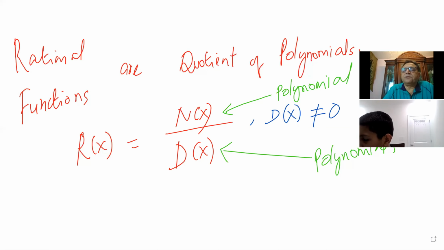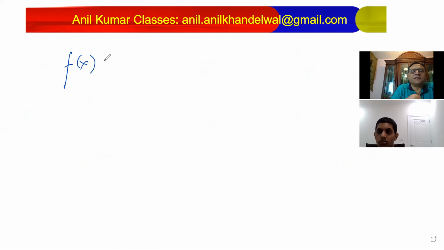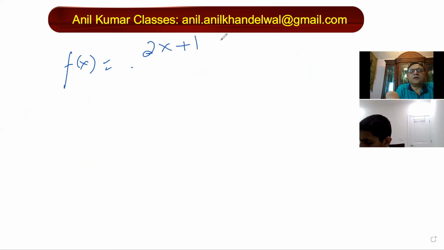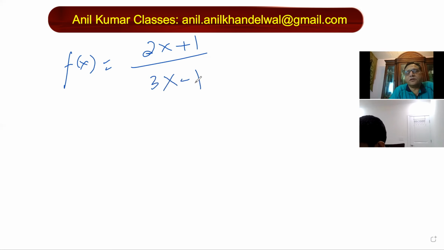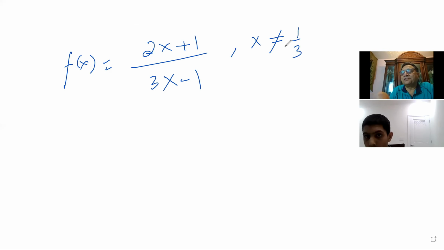Now let's take a few examples and then we'll get in more details. Is this part clear to you? Yeah. So for example, if I say a function f of x equals (2x plus 1) over (3x minus 1). Now, it is a rational function. And here, as you can see, the denominator cannot be 0. That means x is not equal to 1 over 3. So that becomes the restriction, correct? And this is one of the examples of rational functions.